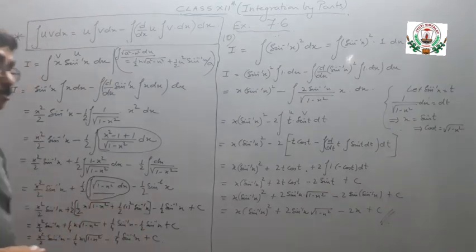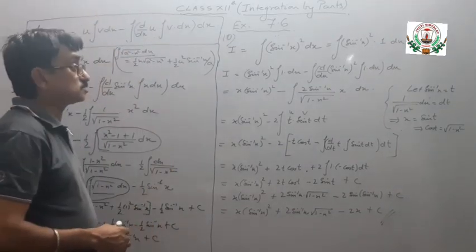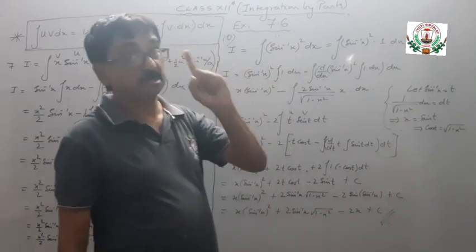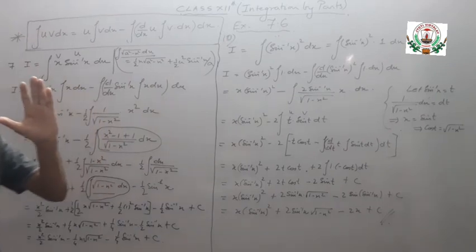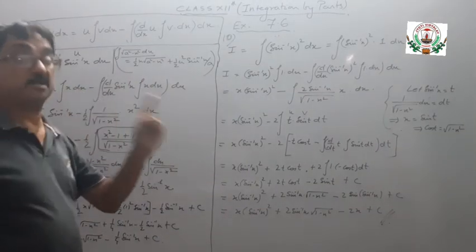Now let's come to question number 10. Integration of sine inverse x the whole square dx. Now here there is only a single function. We can't write sine inverse x into sine inverse x. Sine inverse x the whole square, there is a single function.